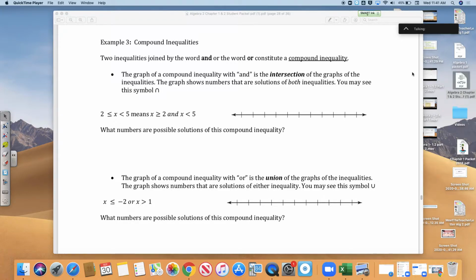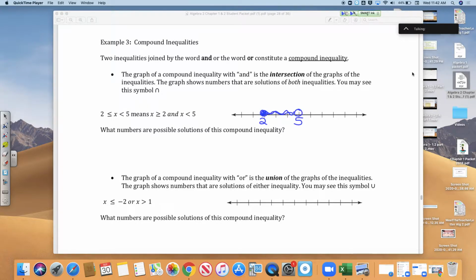You may see that symbol, it looks like an upside down U, and that means intersection. So this inequality here, 2 is less than or equal to x is less than 5, really means anything greater than or equal to 2 and also less than 5. To graph this on a number line, if I put 2 here, 3, 4, and 5 here, anything greater than or equal to 2 would be a closed circle at 2, and less than 5 would be an open circle at 5, and anything in between.